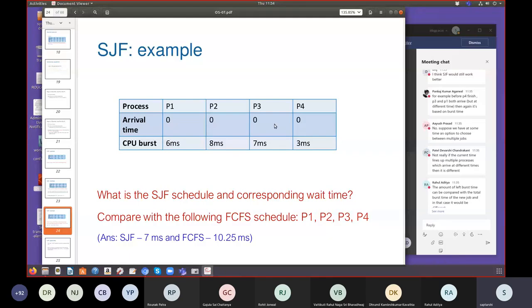However, SJF will check that, okay, P1 has the shortest burst time, but then P3 has a shorter burst time than P2. So SJF will schedule it in order P1, P3, P2, whereas FCFS will continue to schedule it as P1, P2, P3. So SJF may differ from FCFS, irrespective of whether the processes are coming at the same time or different times. Right, so SJF and FCFS need not be the same.